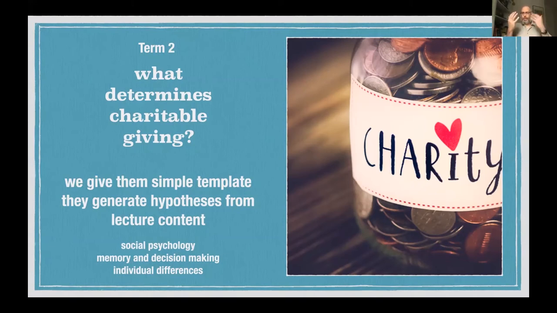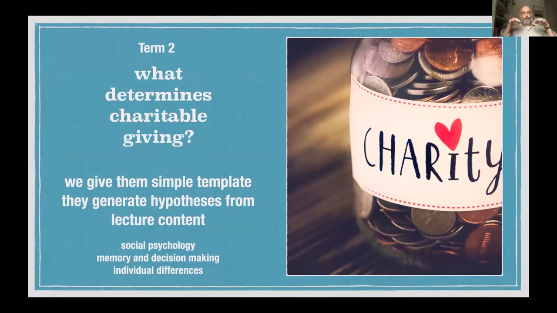And here's a structure where you can give two versions of an advert or a video or a pitch asking for money. And here they came up with a hypothesis about which of those two versions would produce a higher level of donation. And they got these hypotheses from across the lectures that they were taking in that second term. So they had social psychology, and they thought about conformity and social identity and how that may make a difference. They had memory and decision-making modules, so some of them thought about Kahneman-Tversky framing biases and cognitive heuristics that may make you more likely to support one or another. Or they had individual differences lectures, so they measured extroversion or introversion or empathy to see if that predicted how you would donate or not.